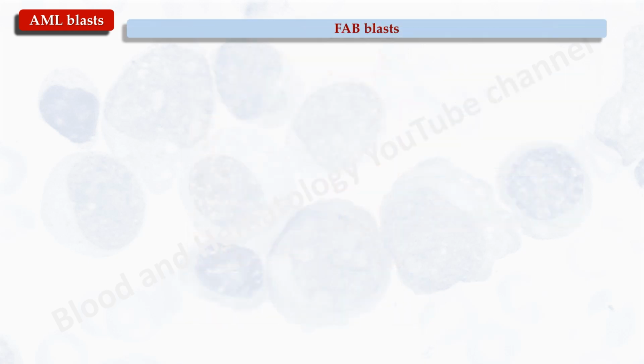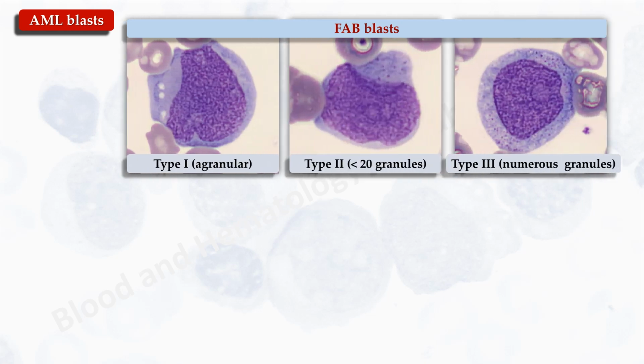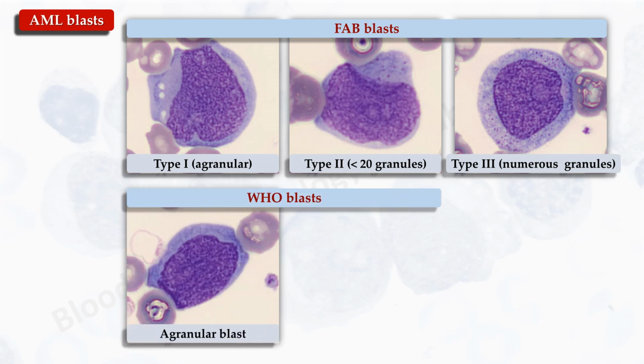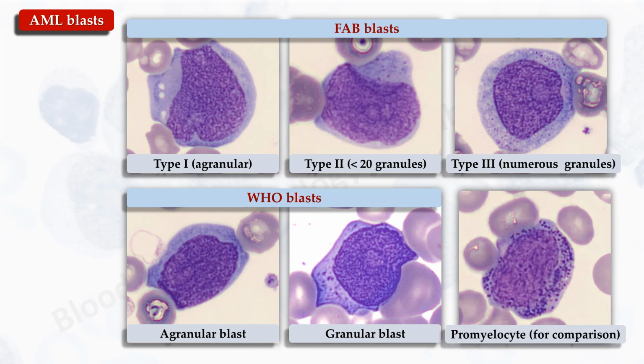The FAB group define neoplastic blasts as type 1, type 2, and type 3. Type 1 has typical blast features without granules, type 2 has less than 20 granules, and type 3 has numerous granules. In the WHO classification, the blasts are divided into agranular blasts, corresponding to FAB type 1 blast cells, and granular blasts, corresponding to FAB type 2 and type 3 blast cells.